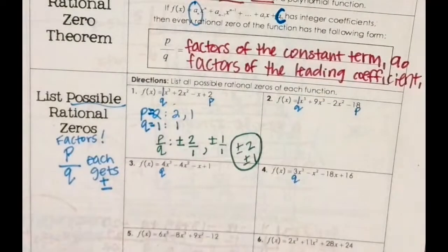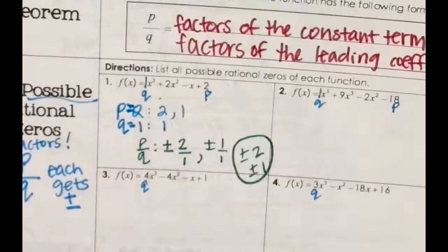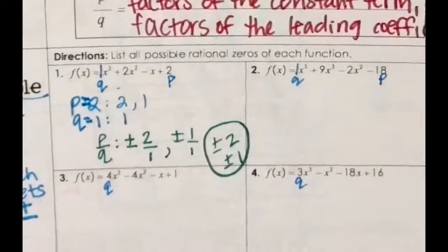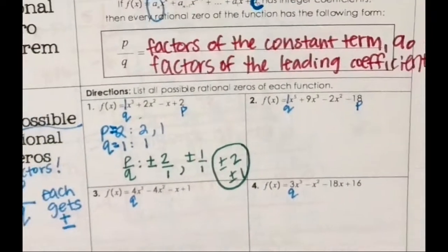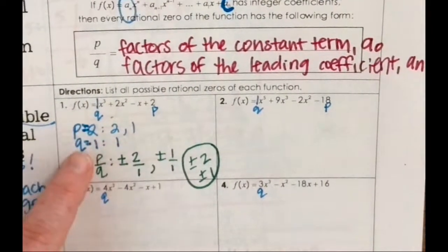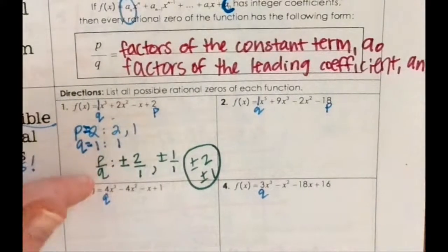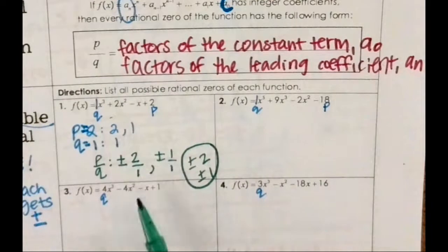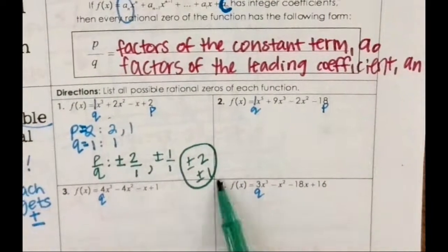Okay? If that confused you, go through it and you'll probably see a pattern once we've done a couple more. So we're listing out all the factors of p, all the factors of q, then we're writing p over q, and we're giving each one a plus minus. Then I just simplified. 2 divided by 1 is 2, 1 divided by 1 is 1.